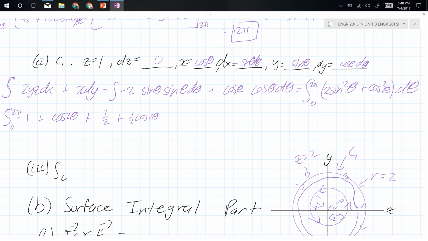So now, go ahead and combine all these terms. So it equals the integral from 0 to 2 pi of negative 1/2 plus 3/2 cosine 2 theta d theta.